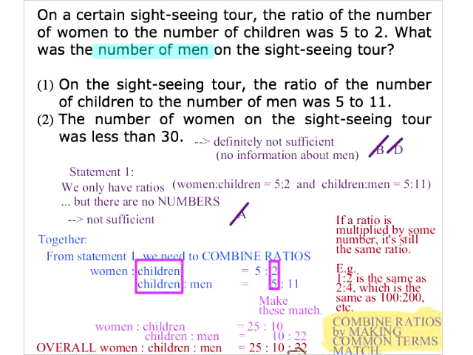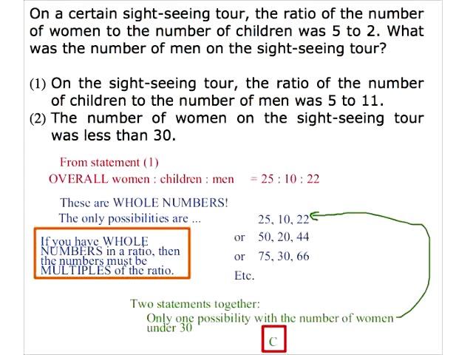Oh, okay, it's men. So that means that you have this possibility. This is it. These are the numbers. This means you have to have 25 women, 10 children, and 22 men, because there's only a single possibility. So there are 22 men. Sarah, I hope that helps. Once you have that, you actually have all of the numbers. Other questions?